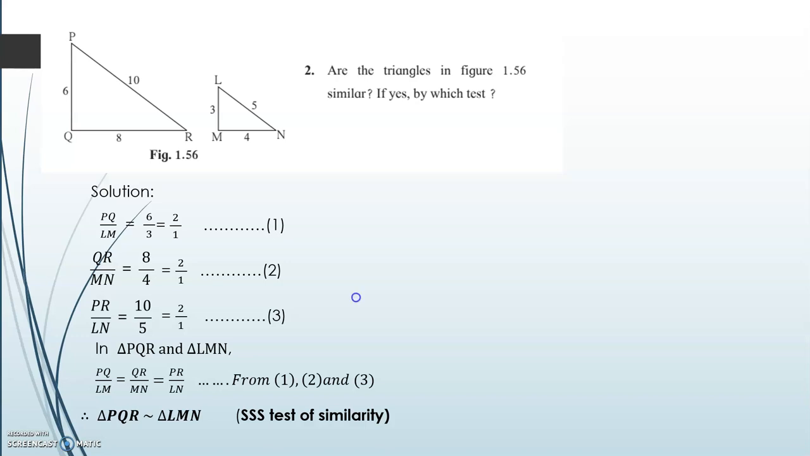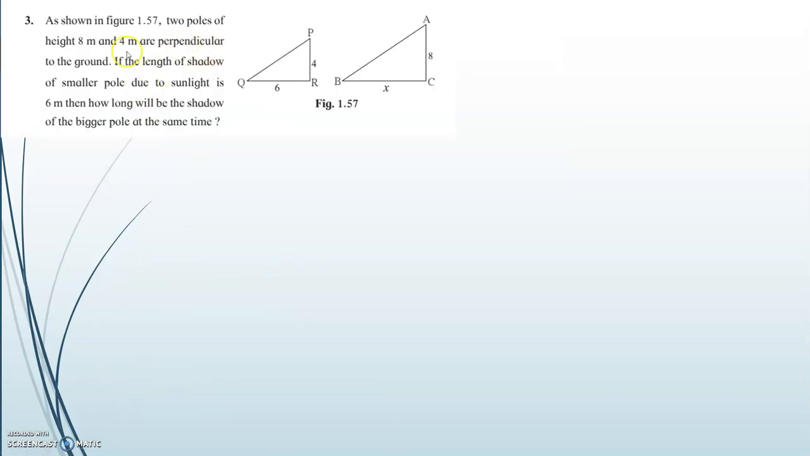Let's move on to the third sum. As shown in the figure, two poles of height 8 meters and 4 meters are perpendicular to the ground. If the length of the shadow of the smaller pole due to sunlight is 6 meters, then how long will be the shadow of the bigger pole at the same time?